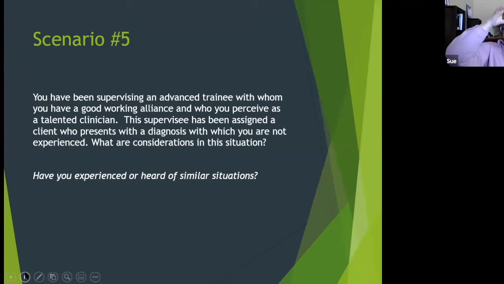And the last one that I have: you have been supervising an advanced trainee with whom you have a good working alliance and who you perceive as a talented clinician. This supervisee has been assigned a client who presents with a diagnosis with which you are not experienced and are not familiar. What are considerations in this situation? And again, if you have a similar scenario that you would want to share, that's certainly an option.